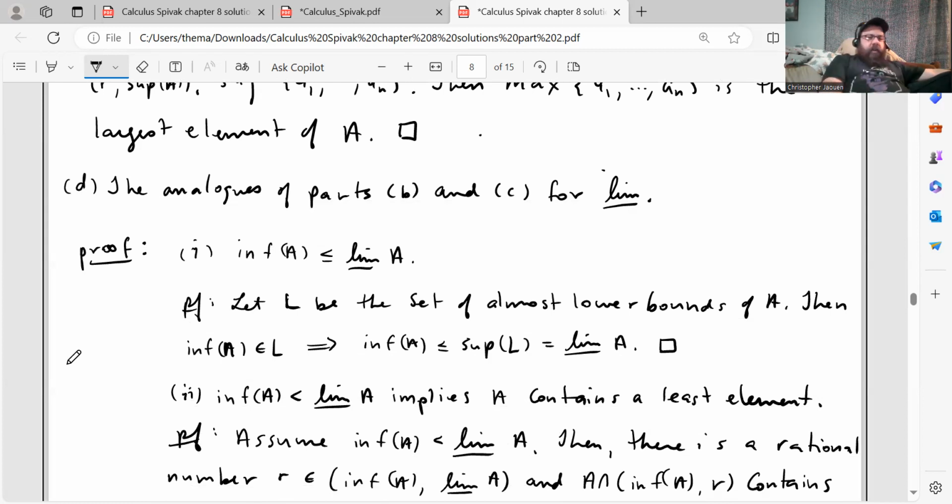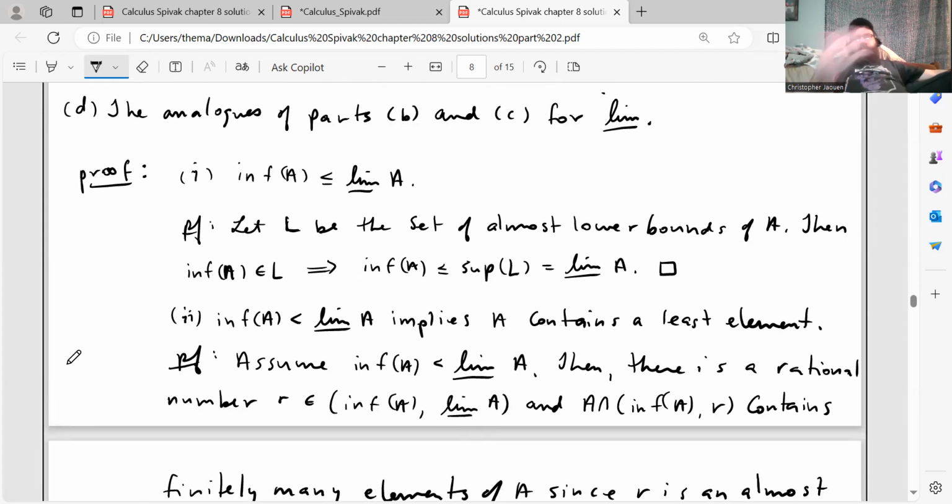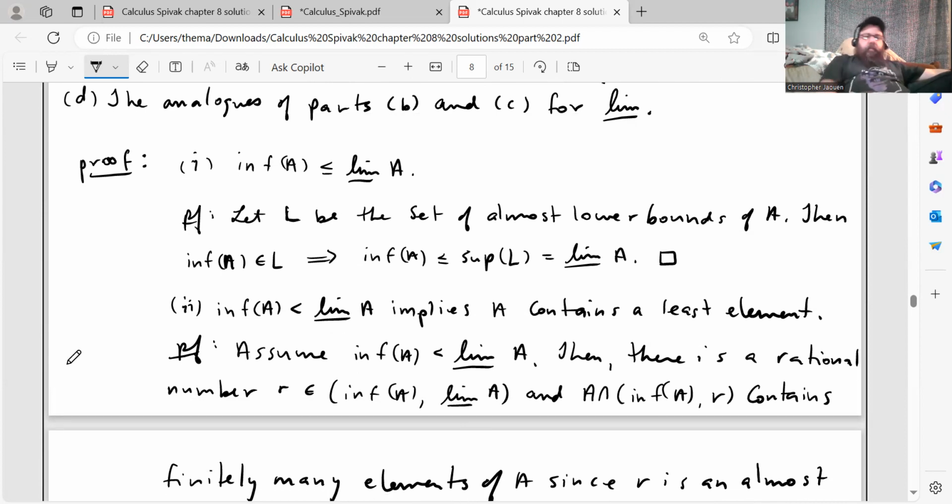Right, and then in part D, he wants us to do parts B and C again, but for lim inf. So here, he wants us to prove the analogs of parts B and C for lim inf. So here we go. For part one, we want to show that inf A is less than or equal to lim inf of A. So here's my proof. Let L be the set of almost lower bounds of A, then inf A is an element of L, which implies that inf A is less than or equal to sup L, which is equal to lim inf of A.